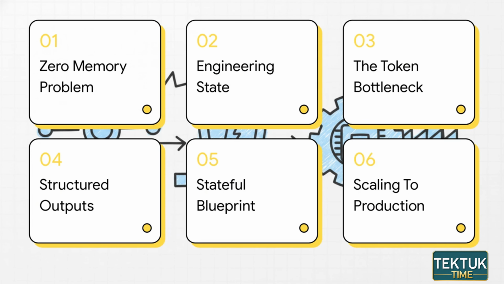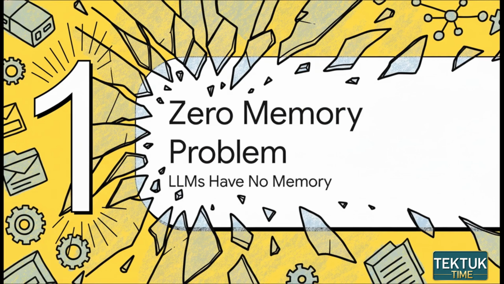Here's our game plan for this session. We're going to cover the zero memory problem, engineering state, beating the token bottleneck, enforcing structured outputs, putting it all together in a stateful master blueprint, and finally, scaling to production traffic. All right, let's dive right into part one, the zero memory problem.